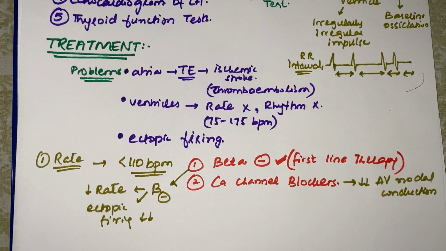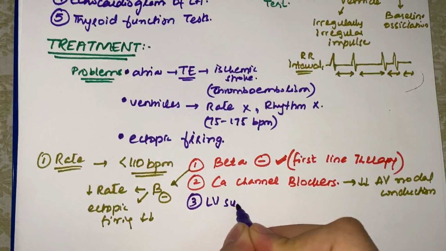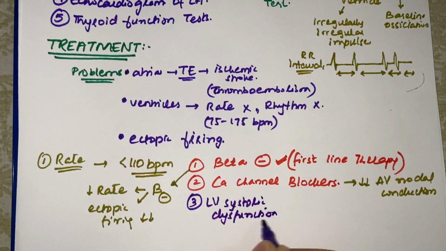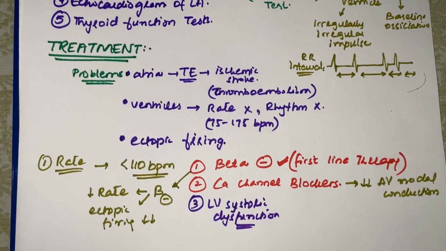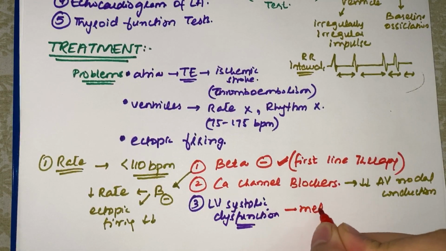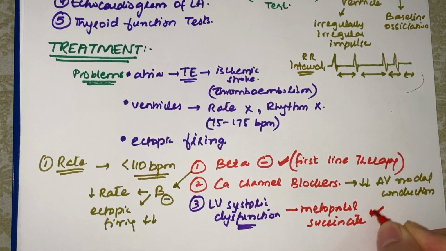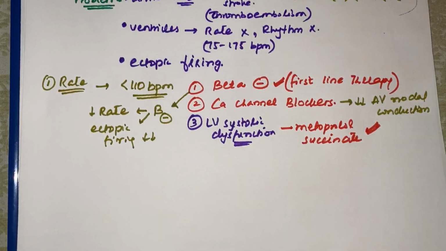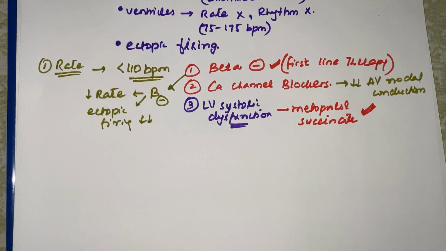Now suppose a patient comes to us who has left ventricle systolic dysfunction. In that case, to maintain the heart rate, the drug of choice will be metoprolol succinate. Now why are we giving this drug? What is the main role of this drug that we are using it as the drug of choice for this condition? It is very important. This drug has a very important role.